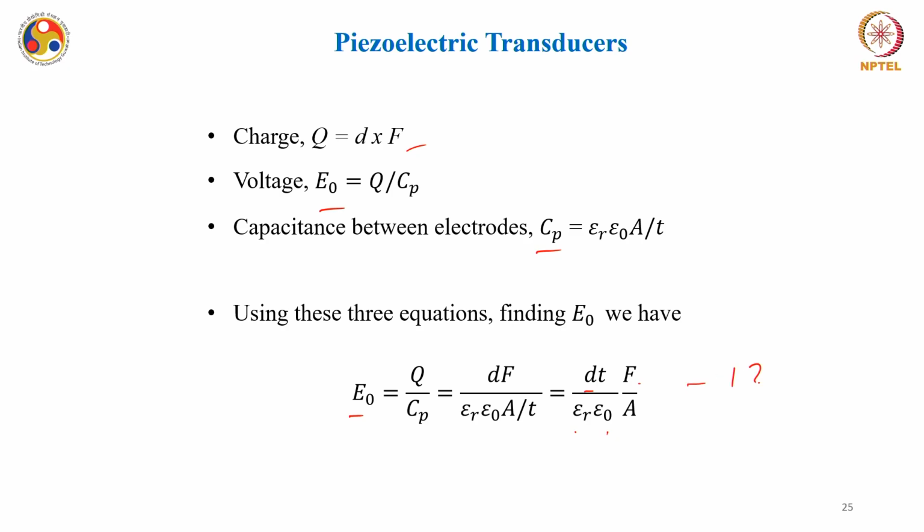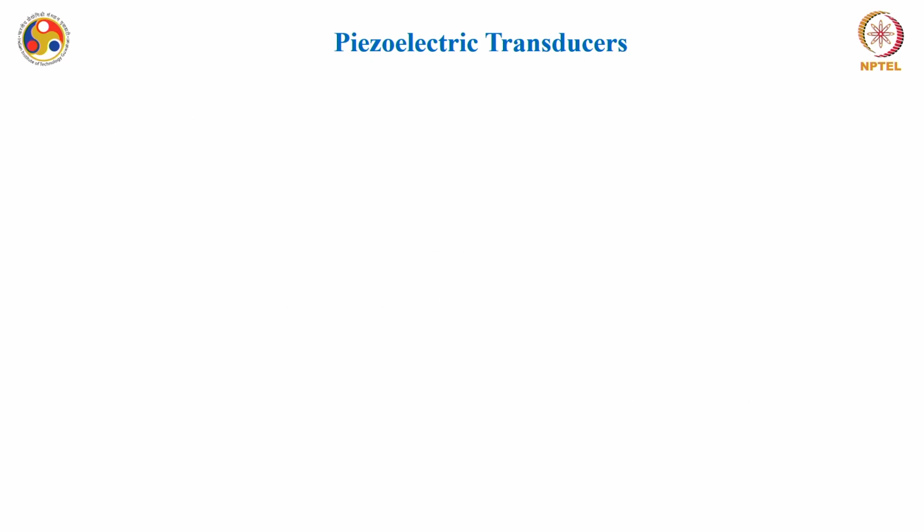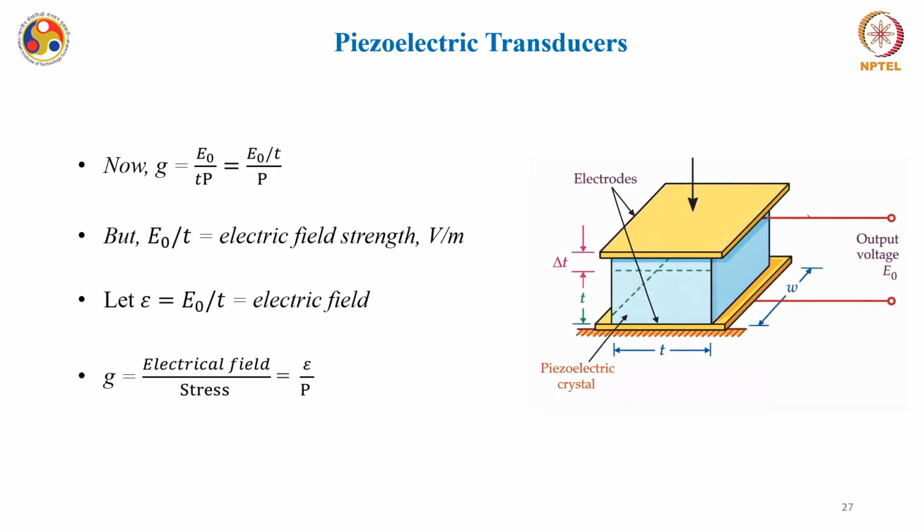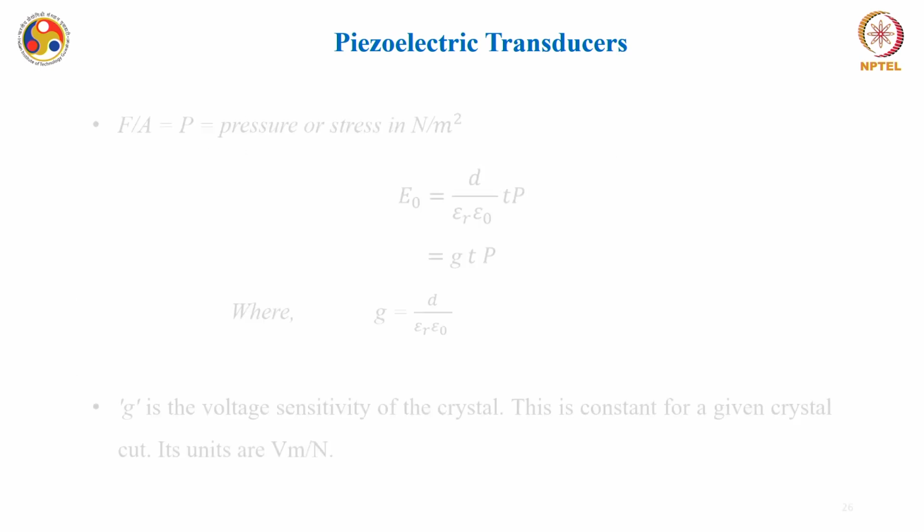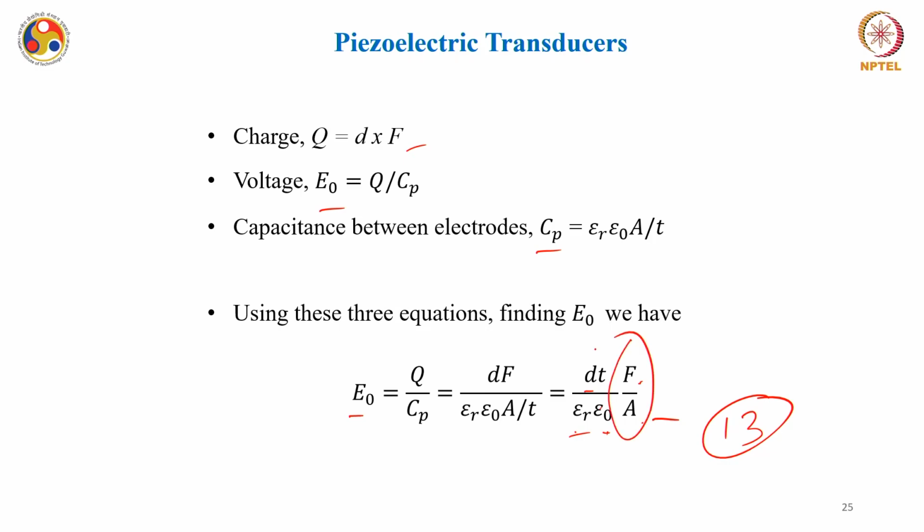And let me call this equation 12, or we have already taken equation 12, so let me call this equation 13, okay. So this is equation 13: E naught equal to d t F by epsilon R epsilon naught into A, okay. Now in this equation, F by A basically is the pressure, or you can say the stress, okay.